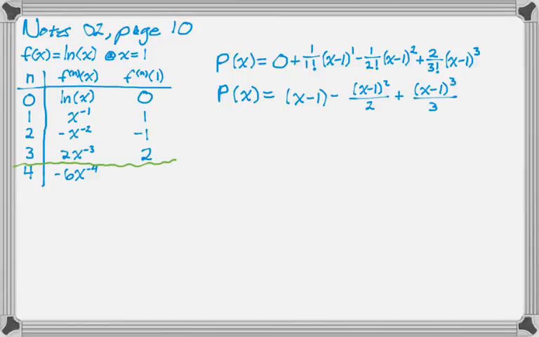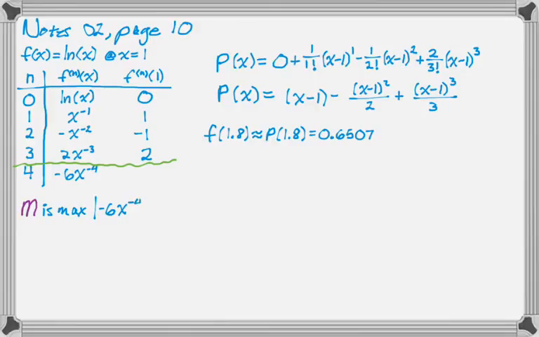So I have this. If I want to approximate f of 1.8, that's going to be approximately p of 1.8, which is exactly, to 4 decimal places, 0.6507. Okay, now I need to find the error. So M is going to be the maximum of the absolute value of negative 6x to the negative fourth on the interval from 1 to 1.8. 1 because that's the center, 1.8 because that's what we plugged into the function.